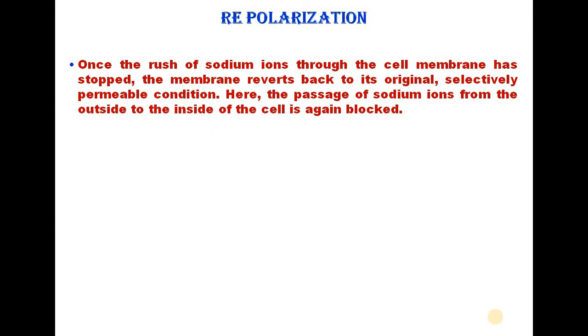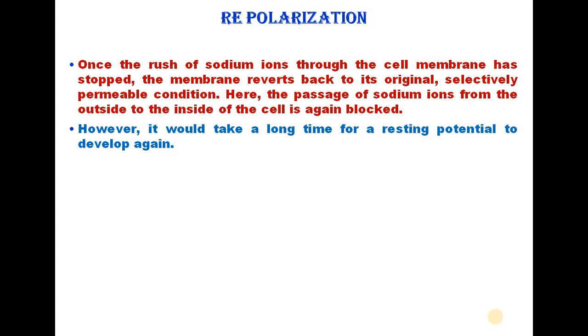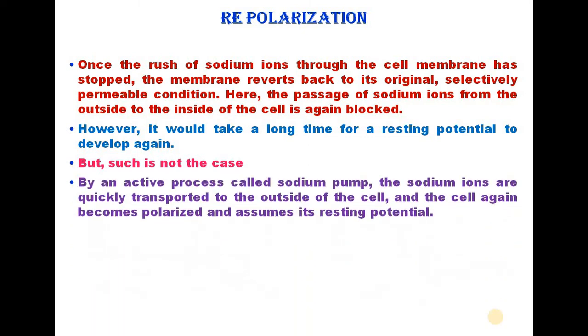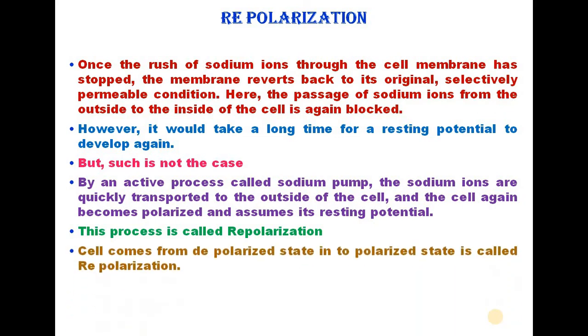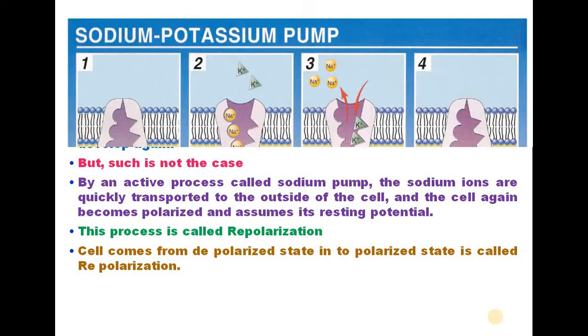Once the rush of sodium ions through the cell membrane has stopped, the membrane reverts back to its original selectively permeable condition. Here, the passage of sodium ions from the outside to the inside of the cell is again blocked. It would take a long time for a resting potential to develop again, but such is not the case. By an active process called the sodium pump, the sodium ions are quickly transported to the outside of the cell and the cell again becomes polarized and assumes its resting potential. This process is called repolarization. When the cell comes from the depolarized state into the polarized state, it is called repolarization.